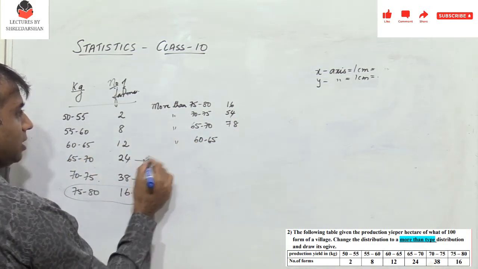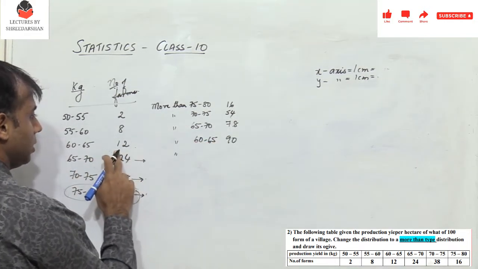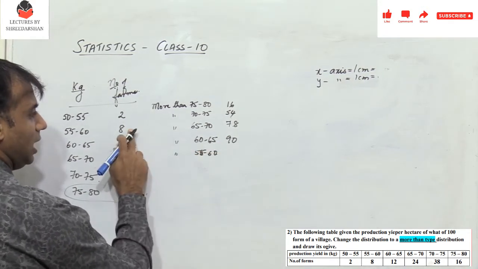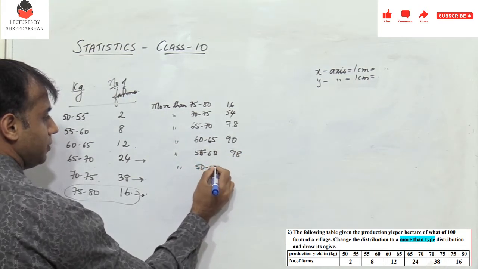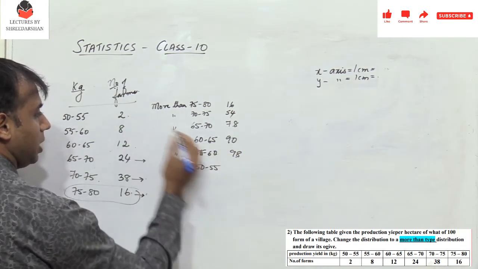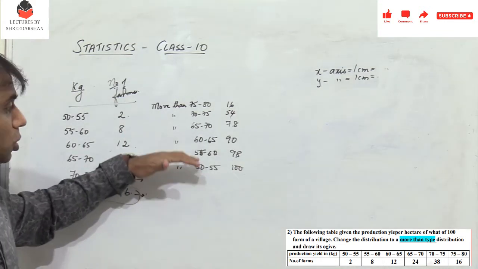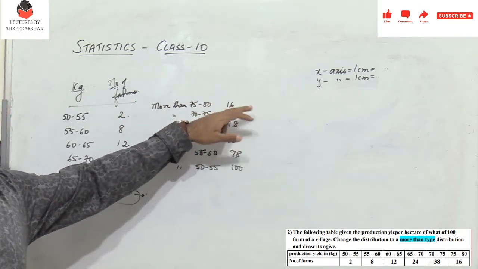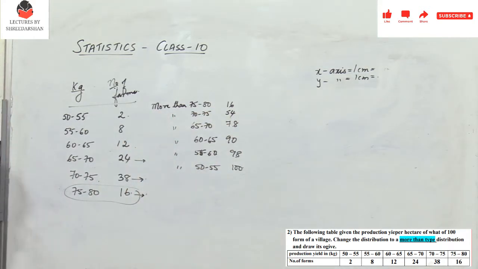So I need to add 78 plus 12, so we get 90. More than 55 to 60, you have 8 more, so it becomes 98, and more than 50 to 55, it is 98 plus 2, you get 100. So all the 100 farms produce the yield which is more than 50 kgs, definitely. But more than 75 is only 16, more than 70 is 54, and so on. So we need to draw a more than type ogive.